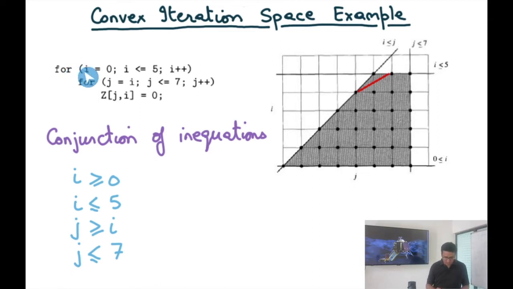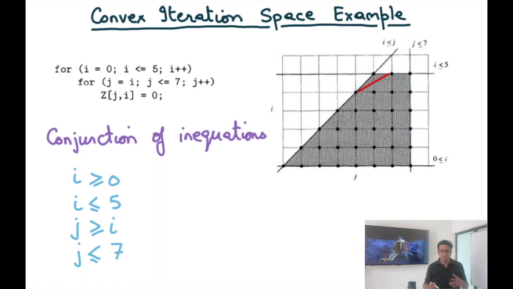In any case, here is an example of a convex polyhedron, and this is an example that we have seen before. For i equals 0 to 5, for j equals i to 7, some loop body, and this is the iteration space of this particular loop nest. i is going from 0 to 5, j is going from i to 7, and notice that this particular polygon is a convex polygon.